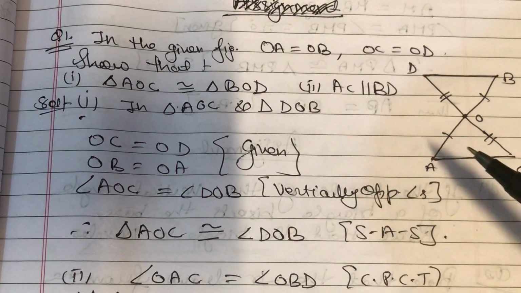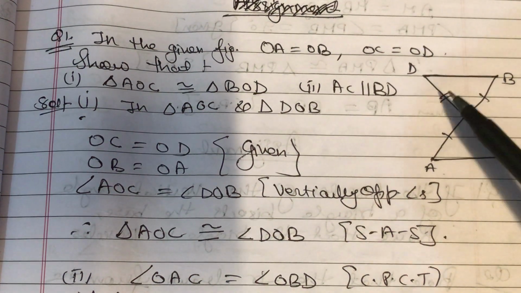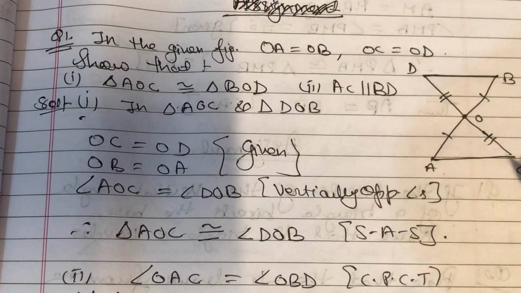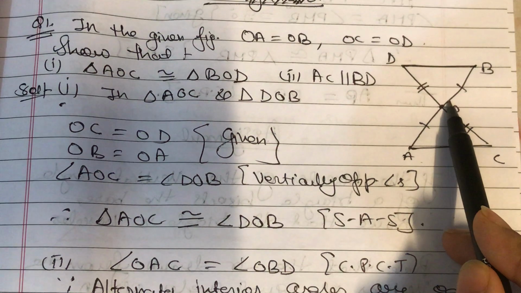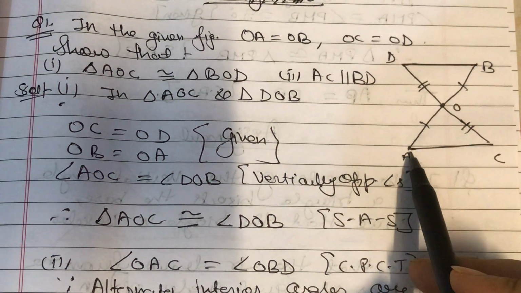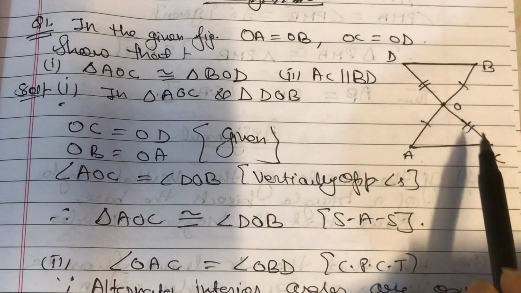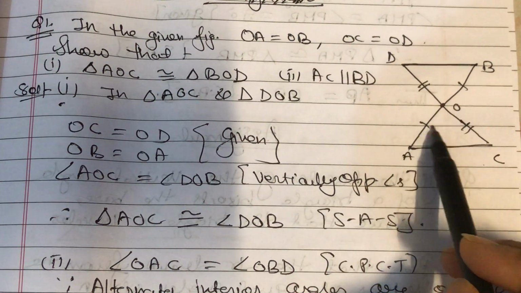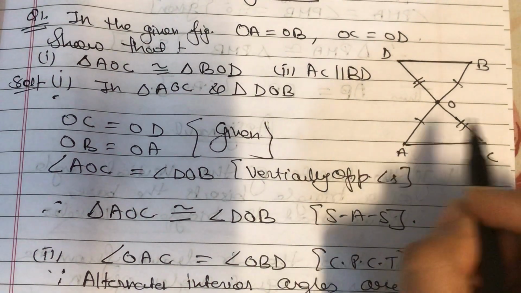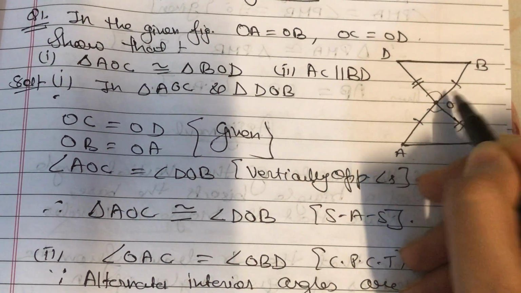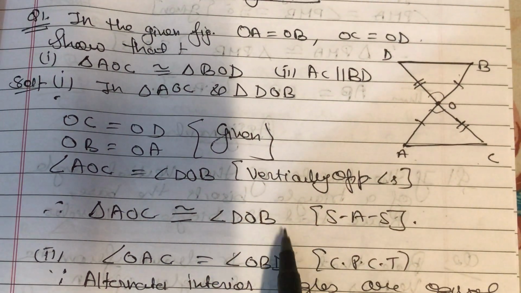A figure is given. Over here OA is equal to OB, OC is equal to OD. I have to prove that triangle AOC is congruent to triangle DOB, and also I have to prove AC is parallel to BD. Now look at these two triangles. Can I say that this angle is equal to this angle, vertically opposite angle? Now in triangle AOC, in triangle BOD, OA equals BO. I'll advise whenever you prove, you just draw it, show it by drawing the lines so that it becomes easy for you to understand. Also this angle is equal to this angle. So side angle side property, I can say that both the triangles are congruent.